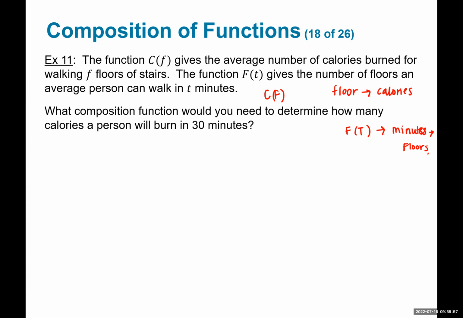So from what we have, these two functions have in common floors. So basically we could take minutes, work backwards to get the number of floors, and then use that number of floors to find the number of calories. Working inside out, we start with minutes, which is actually called T for time. We start with the time. That'll give us the number of floors a person can run. Then we take those floors, and that will give us the total number of calories burned. So that's what a composite function would look like, working inside out. F is what they have in common.